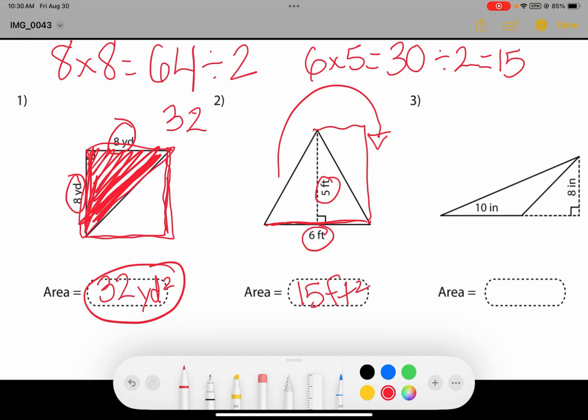Another thing I could do, since I put these two triangles together, I know it's half of 6 as the base. So it would be 3 by 5, and 3 times 5 is 15. So that was another way to do it.